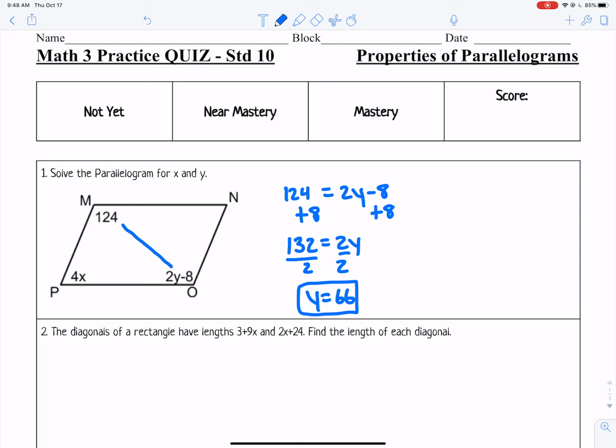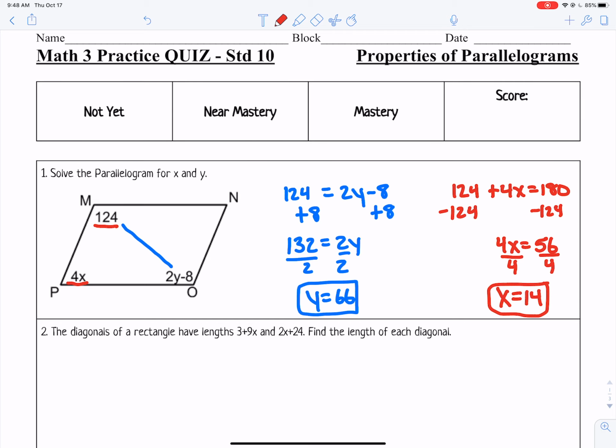And then I just need to get x. So x, I could solve a couple different ways, but I know consecutive angles, ones that are beside each other in a parallelogram, are supplementary. So I'm going to say 124 plus 4x equals 180 to solve for x. So let's subtract 124, and we would get 4x equals 56, and then divide by 4, so x would just equal 14.